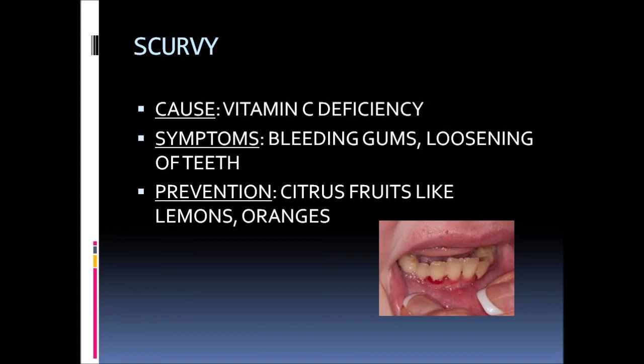The deficiency of vitamin C causes scurvy, wherein a person develops bleeding gums and weak teeth. This can be prevented by eating citrus fruits like lemons, oranges, amla, and sprouts. This vitamin also helps in boosting our immunity.